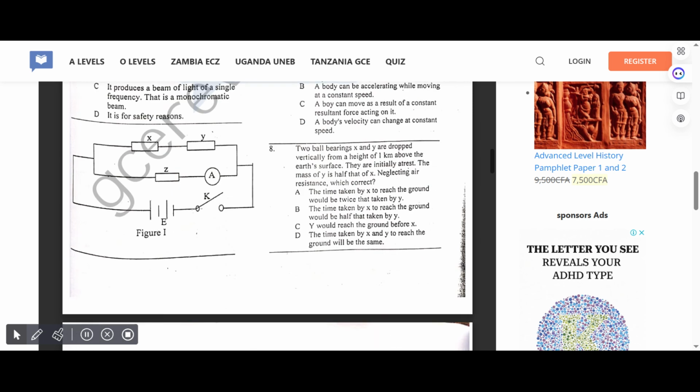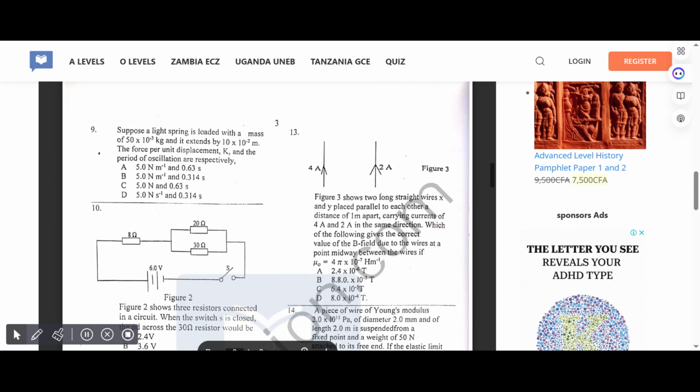Two ball bearings X and Y are dropped vertically from a height of 1 kilometre above the earth's surface. They are initially at rest. The mass of Y is half that of X. Neglecting air resistance, which is correct? Correct answer is D. The time taken by X and Y to reach the ground will be the same.